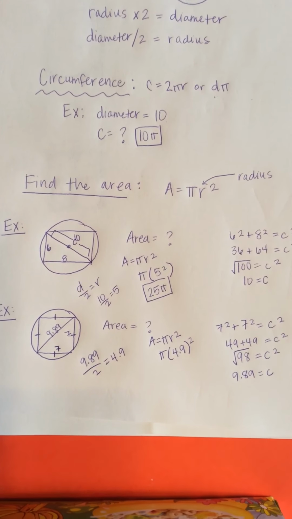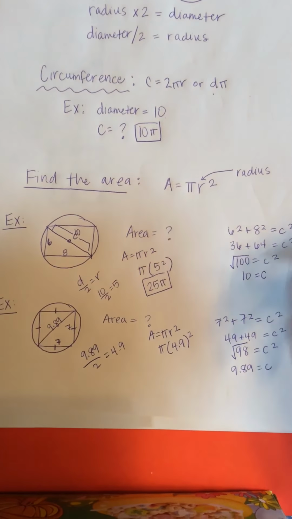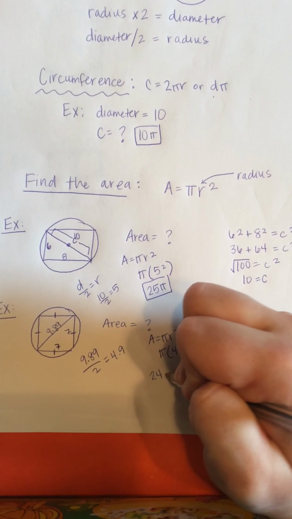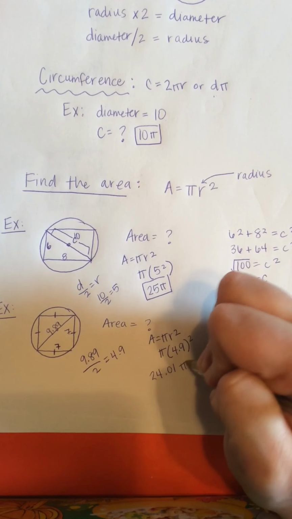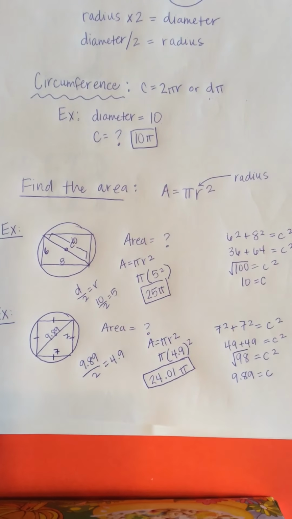Okay, so 4.9 squared gives me 24.01 pi. Okay, and this problem is just to kind of remind you that it's not always going to end up being perfect, and that's okay.